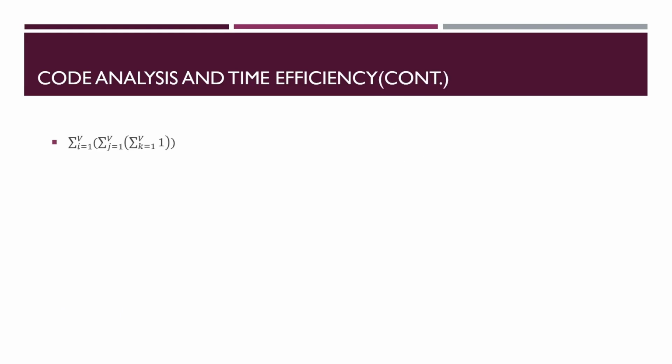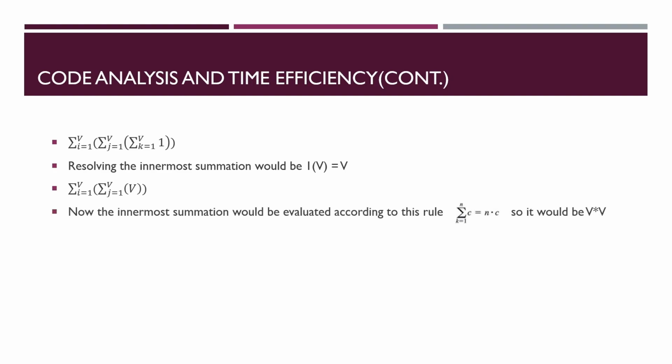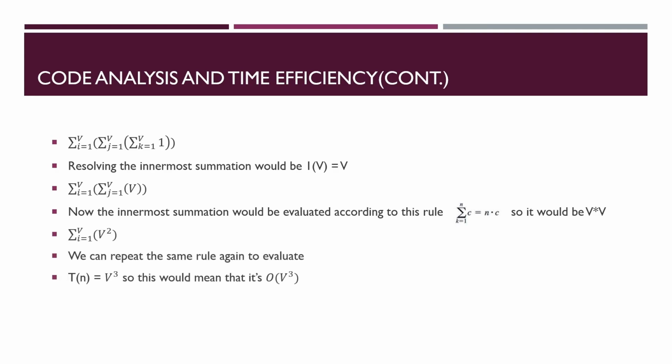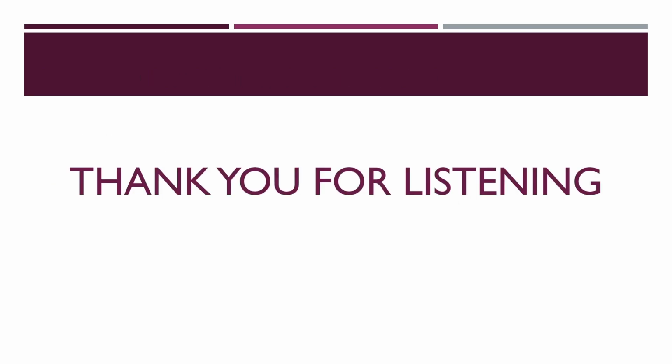Next, on solving it, we evaluate the innermost one, which, according to the rule, anything looping from 1 till V with the operation 1 will be 1 times V, which gives us V. Then we apply the same rule again, since it's a constant. From 1 till V will be V times V, giving us V squared. Next, we evaluate the same thing again, which gives us V squared times V, which will be V cubed. Hence, the big O for this one is big O of V cubed.